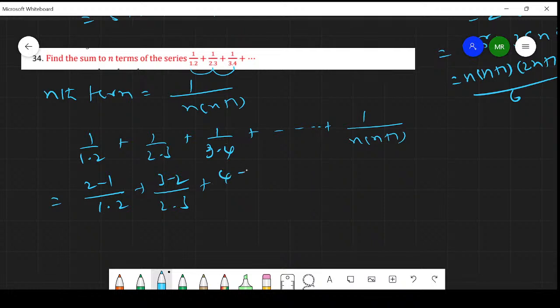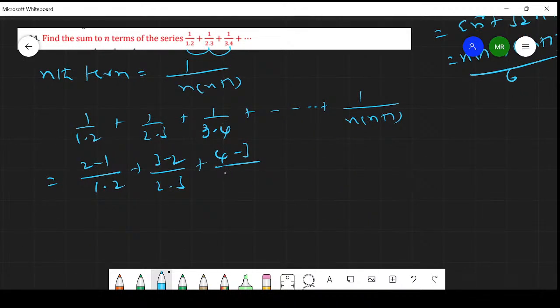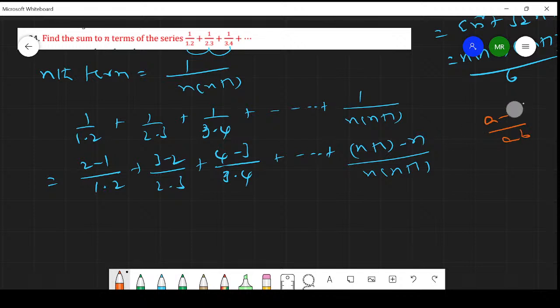Then (4 minus 3) by 3 into 4. Don't get confused, the dot only means into. This is a simple, important problem. And so here it is the same thing: the difference (n plus 1) minus n is 1, by n into (n plus 1). We know that whenever we have (a minus b) by ab, I can write it as 1 by b minus 1 by a. How, sir, do you split this? (a minus b) by ab, we can write as 1 by b minus 1 by a.